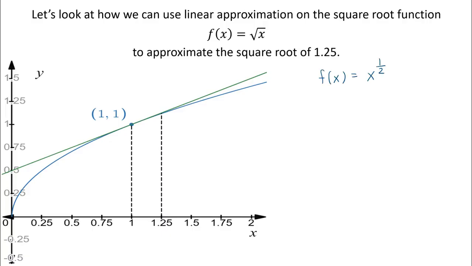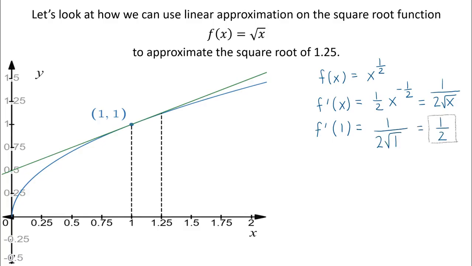Let's rewrite the function square root of x as x to the 1/2 and then use the power rule to find the derivative. The derivative of x to the 1/2 is 1/2 x to the negative 1/2. And if we make that negative exponent a positive, the new expression is 1/(2 times the square root of x). Now we need the slope when x equals 1. So evaluate the derivative when x is 1.